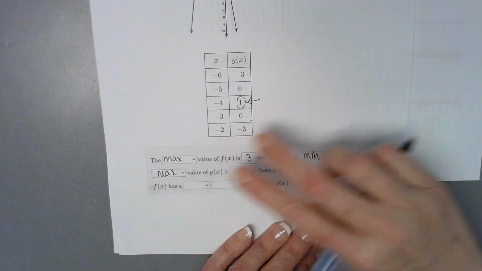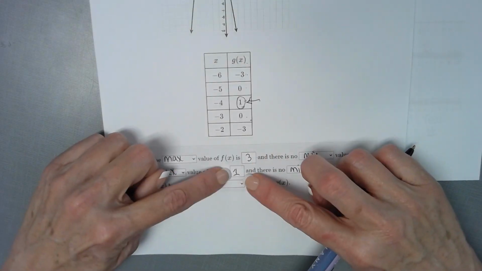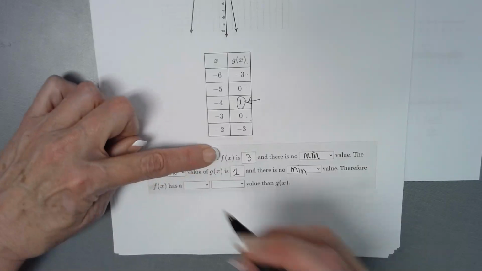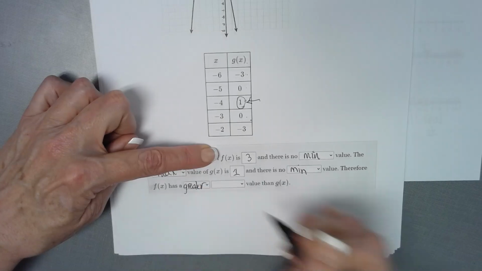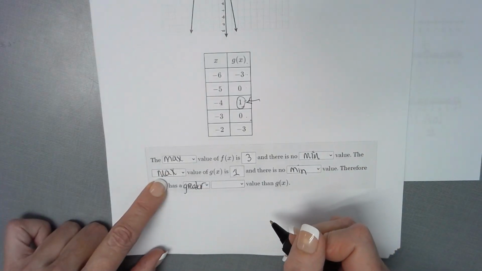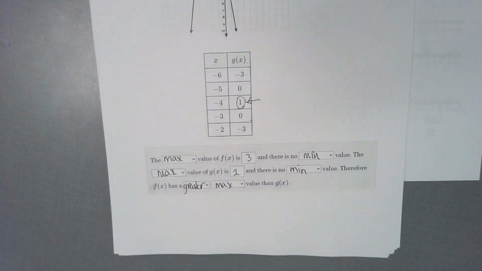And now all they're trying to get you to do is compare these. This number is bigger than this number, right? So f of x has a greater value, and we were dealing with maximums.